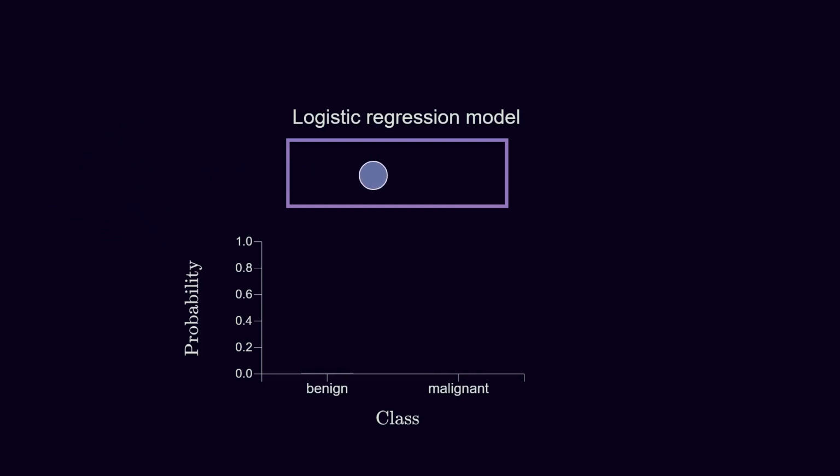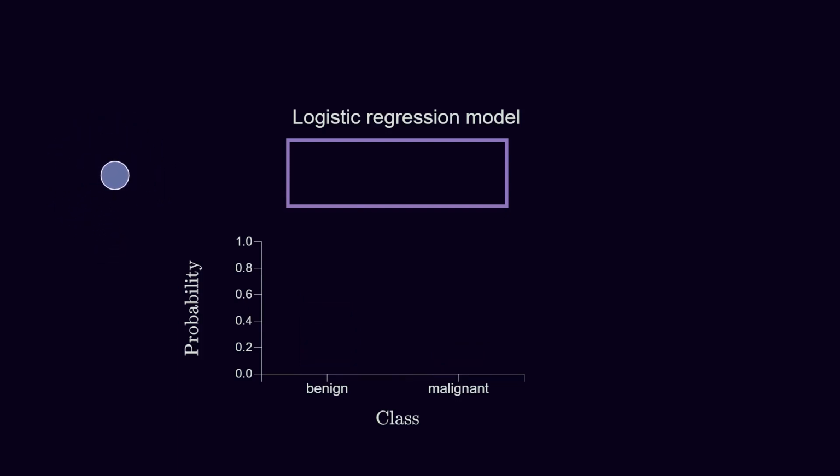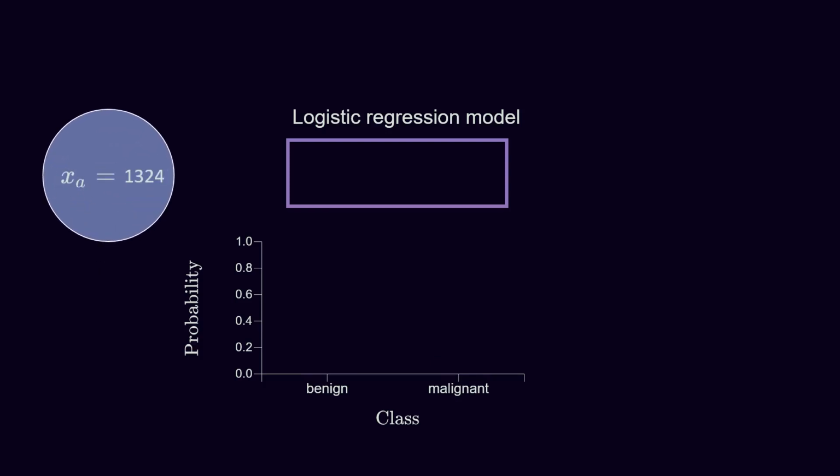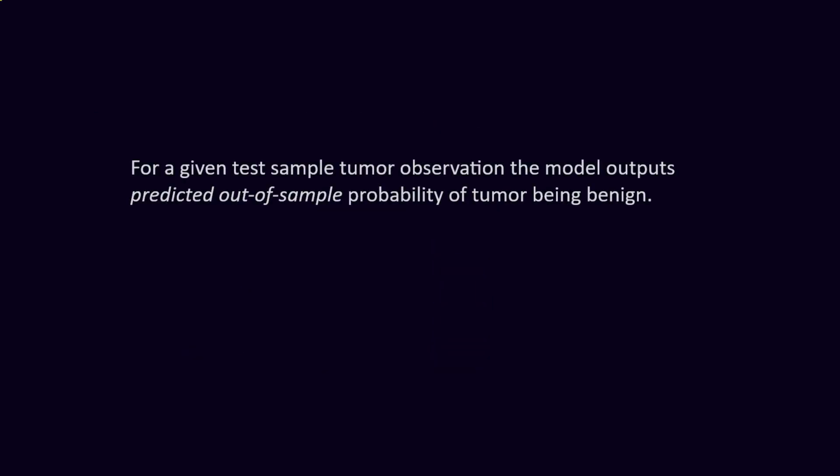These observation values need not be made up, but this is where the test sample we put aside earlier comes into play. Recall that the test sample was not used in training the model, so our model has not seen these observations before. Thus, they can be used in validating the model's performance. When we input test observations one by one into the model, we get what we call a predicted out-of-sample probability of a tumor observation being benign.